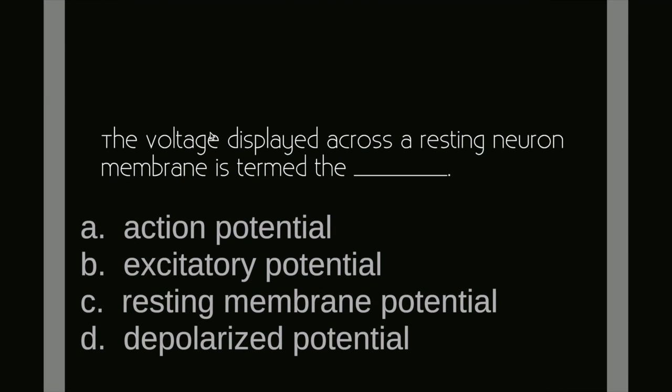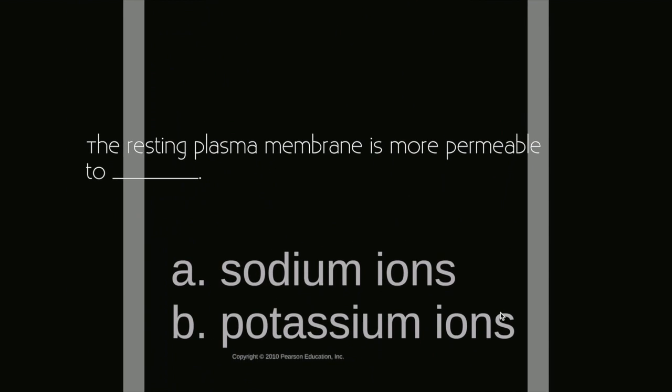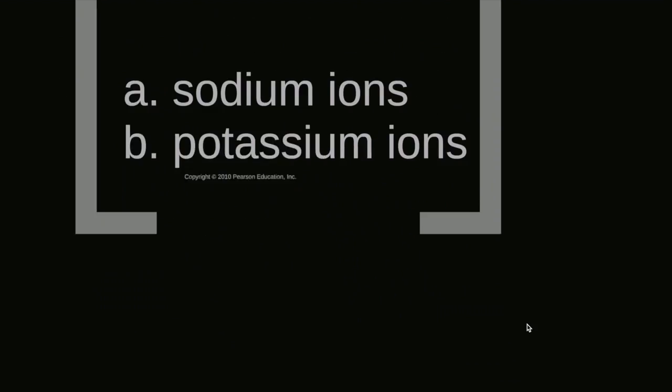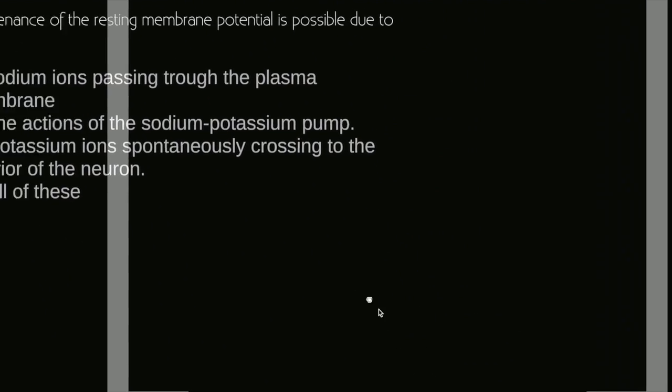Alright, some more review questions. The voltage displayed across the resting neuron membrane is termed the resting membrane potential. That is correct. The resting plasma membrane is more permeable to, and the correct answer is potassium.